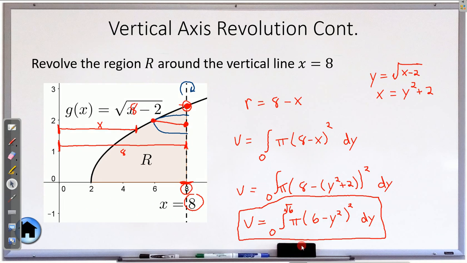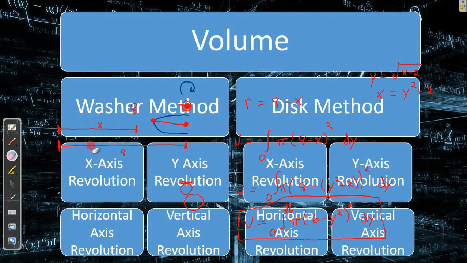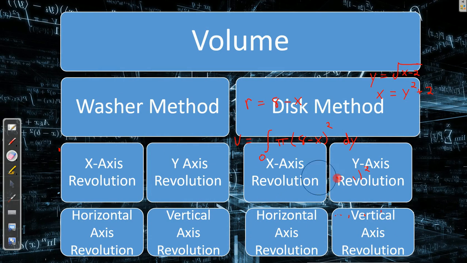All right, that finishes up the disk method. All those are disk method problems. Next up is the washer method.